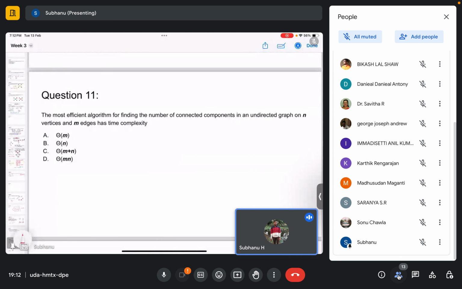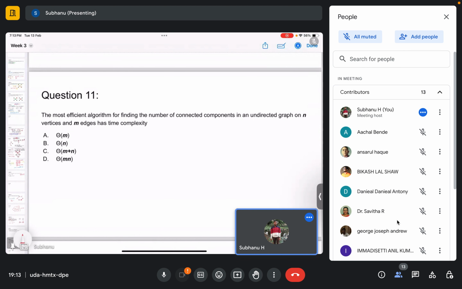So now the question is: the most efficient algorithm for finding the number of connected components in an undirected graph on n vertices and m edges has time complexity. So how can you find the number of connected components in an undirected graph which has n vertices and m edges?